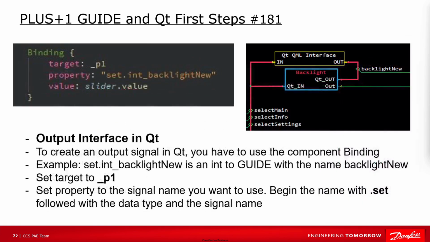The Qt outputs are defined by using the binding component, and this component provides three parameters. So the target, in my example case, it is the PLUS+1 target repository _p1. The binding property set.int_backlightNew. Dot set will define the variable as output signal. Integer defines the data type, or int, and backlightNew the signal name. The binding parameter value defines the source of the signal name. In this example, it is the value of the slider component. Back inside guide, all defined output signals are provided in the output bus of the Qt QML interface component.